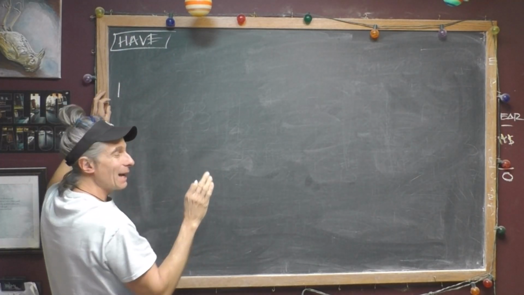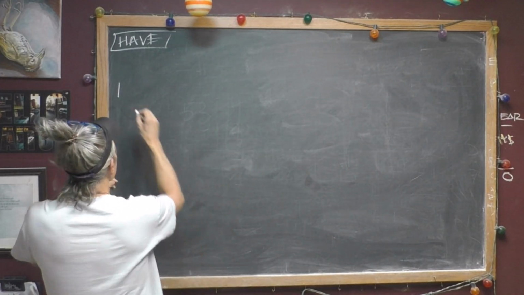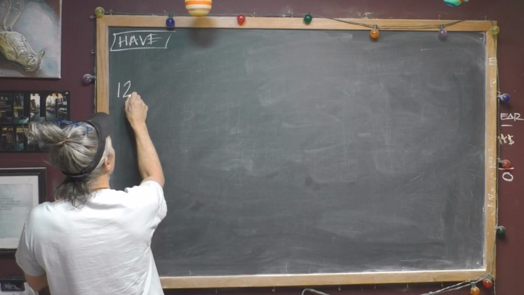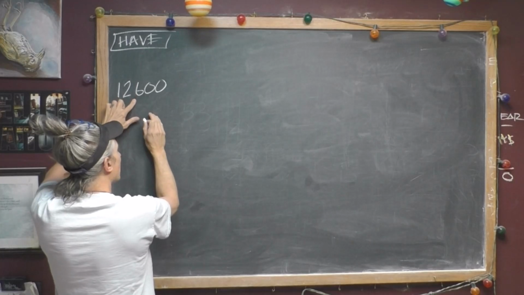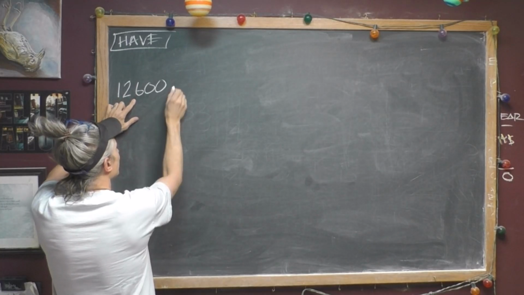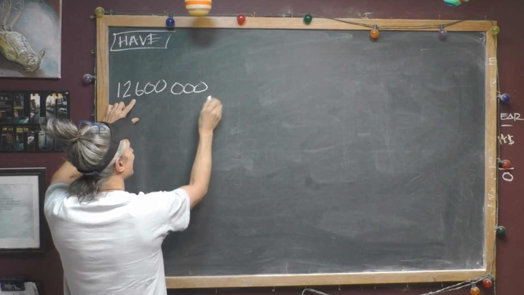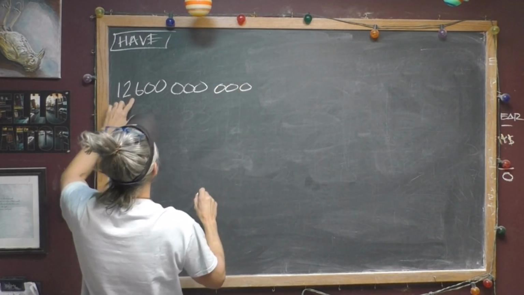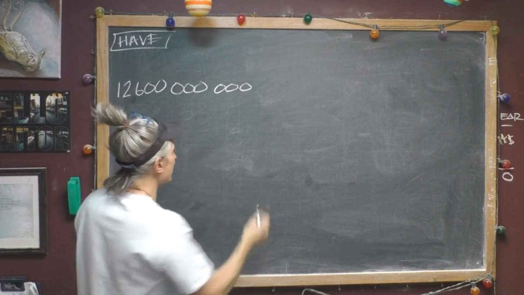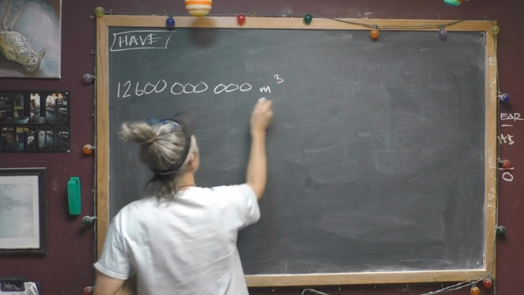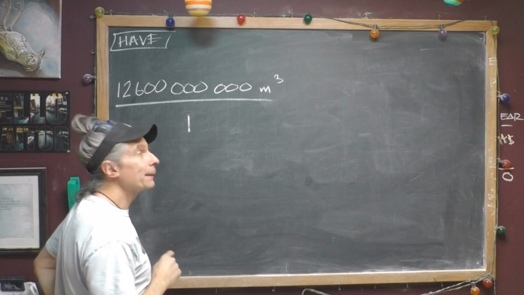12.6 billion. I'm actually going to write that number out just because it's kind of hard to deal with math and words. So 12.6 would be a comma, and then I'm going to go, that's 12,600. That's 12,600,000. And that's 12,600,000,000, which is 12.6 billion. And that's cubic meters. I'm going to put that over one.